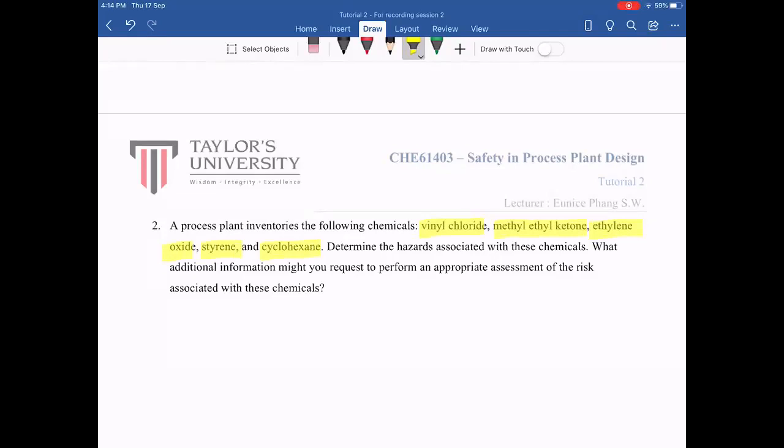First question is, what are they first? Tip is, go Google the SDS for this chemical. We used to call them MSDS in the past, Material Safety Data Sheet. But MSDS is an old form of SDS. It consists of only like 9 sections.